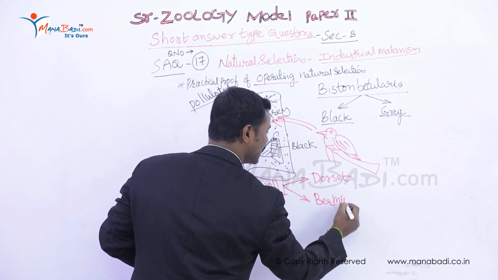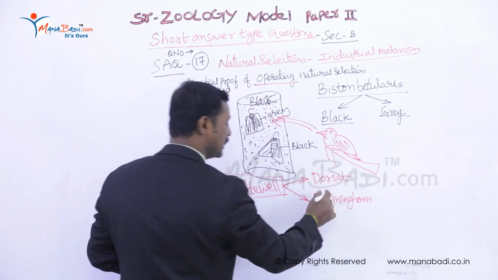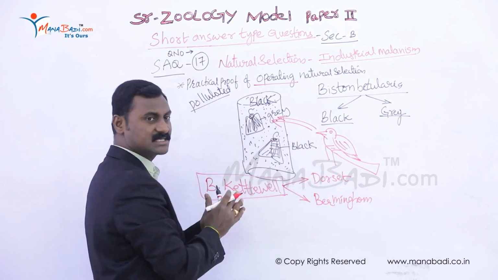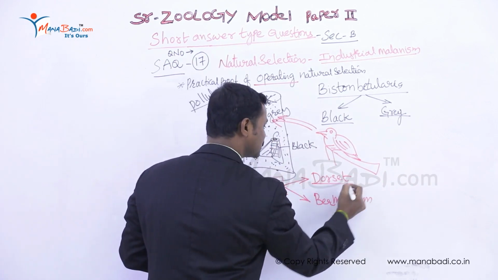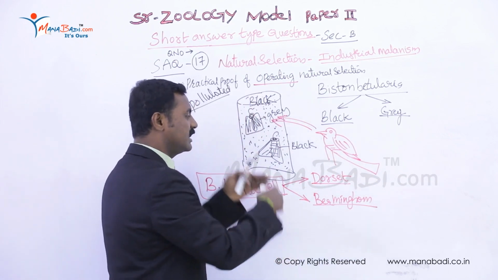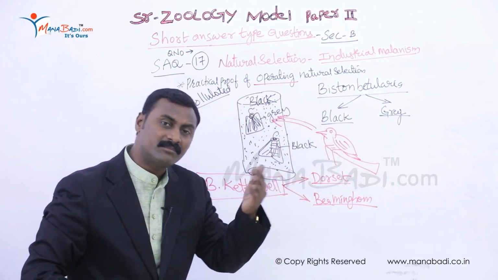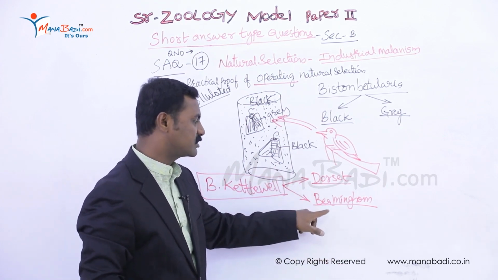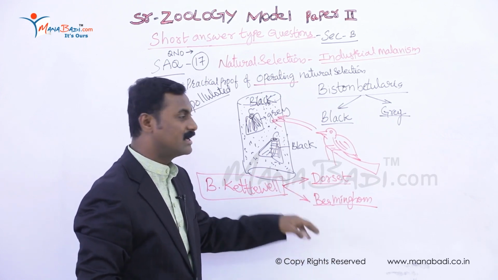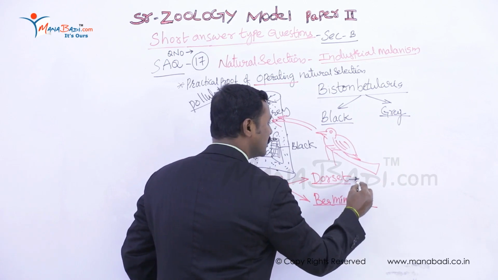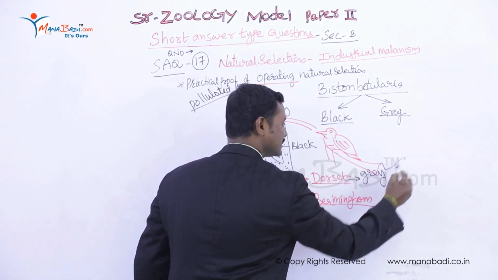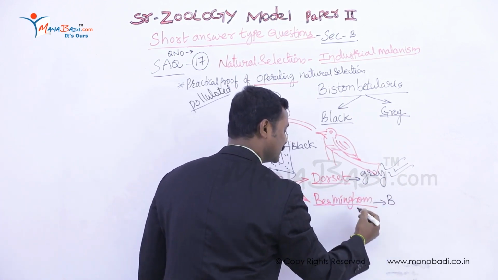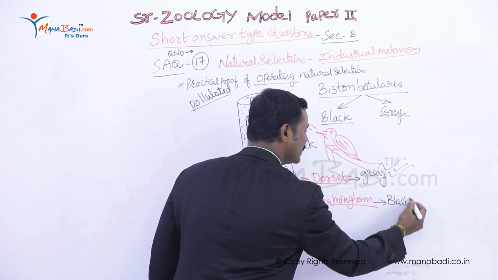Birmingham. What is this? Birmingham is a city with industries, a polluted area. So whatever we discussed, equal numbers of black moths and grey moths were distributed in those areas. After some days or some months, he visited the village, the polluted area and the unpolluted area. In Dorset he got more grey moths, and in the Birmingham town, the polluted area, he got more black moths.